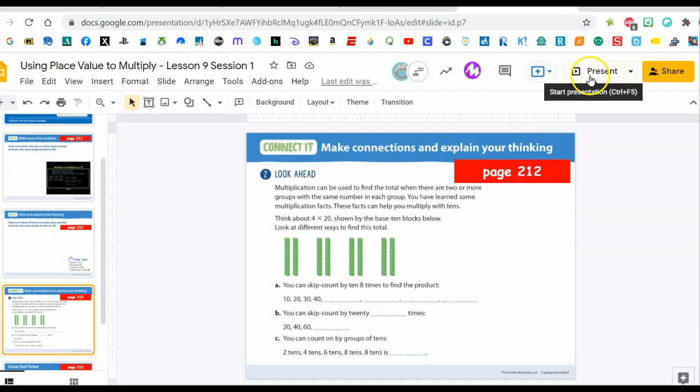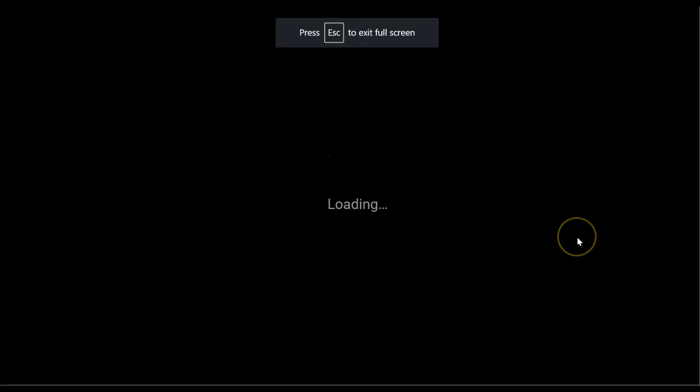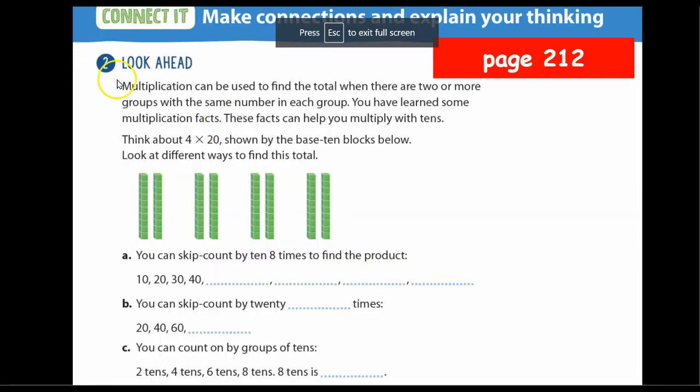All right, so on page 212, it says multiplication can be used to find the total when there are 2 or more groups with the same number in each group, like this. So think about 4 times 20, shown by these 10 blocks. Look at it different ways to find the total.